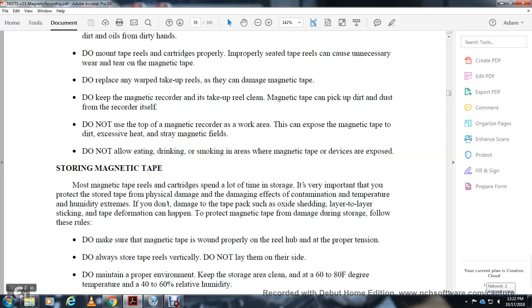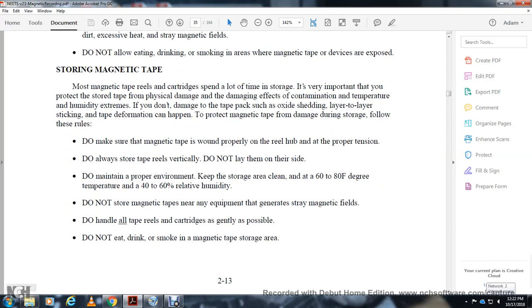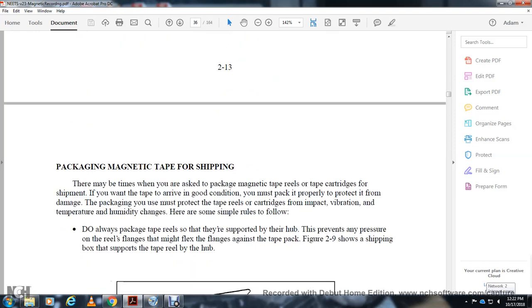Of these rules, do make sure the magnetic tape is wound properly onto the reel hub. Give proper attention to always storing the tape reel upright. Do not leave them on their side. Do maintain a proper environment. Keep storage clean, with air clean from 60 to 80 degrees temperature and 40 to 60% relative humidity. Do not store magnetic tapes near any equipment that generates stray magnetic fields. Do handle all tape reels and cartridges as gently as possible. Do not eat, drink, or smoke in the magnetic tape storage area.